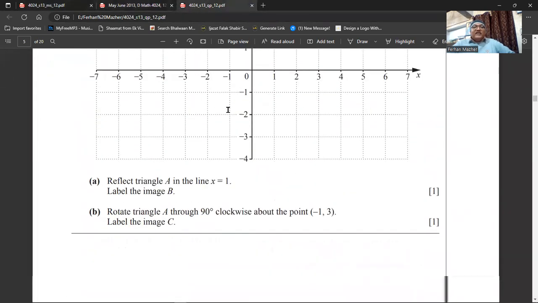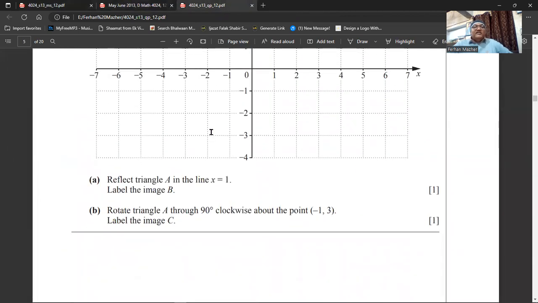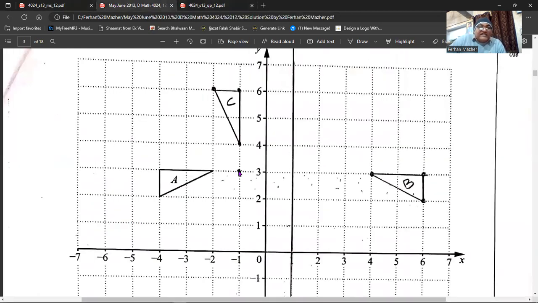Then question number 6, part B. It says, rotate the triangle through 90 degrees clockwise about the point (-1, 3). Label the image C. So (-1, 3) is the center of rotation, and this is the figure which I want to rotate. Just join them. When it rotates 90 degrees clockwise, this line will come here.